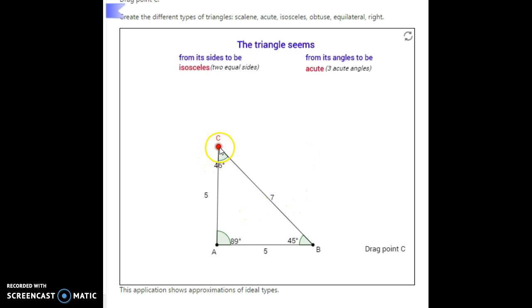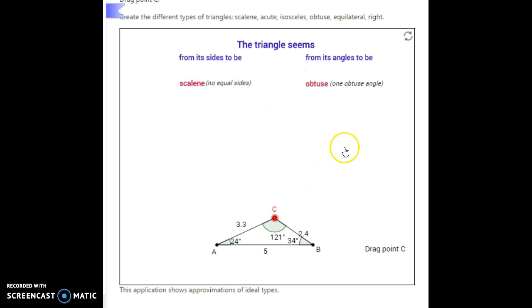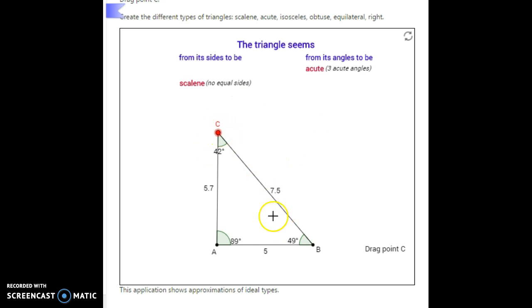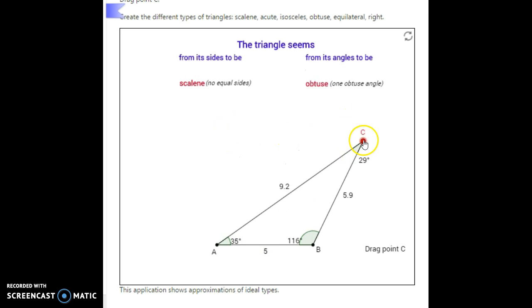So I can just go randomize here and bring it right here and look. See, you can see that all the sides are not the same, so that makes it scalene, and all the angles are under 90 degrees, which makes it an acute triangle. Or you can go like that. See, that's greater than 90 degrees right here, so you know that's obtuse, and you look at the sides and they're all uneven, so it's scalene. So that's the basic ways. That's pretty much the basics of a triangle.